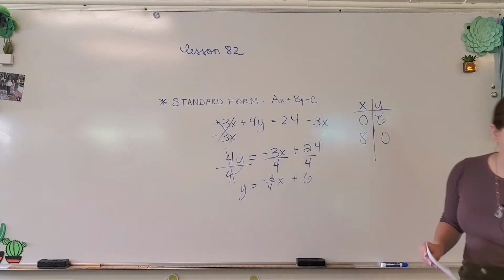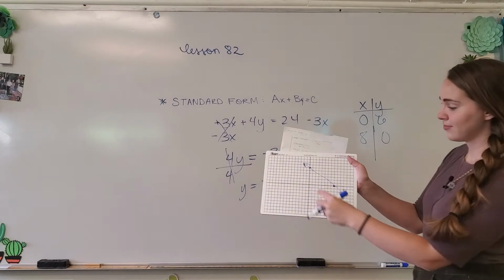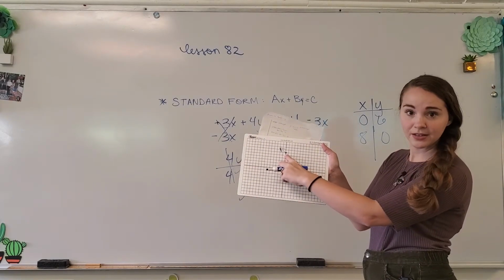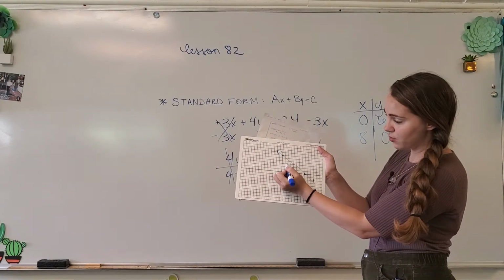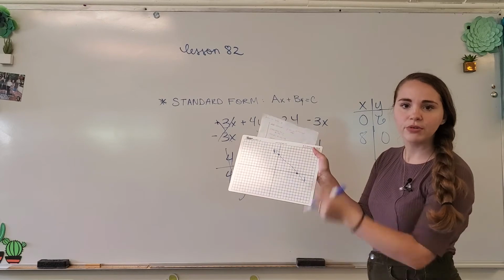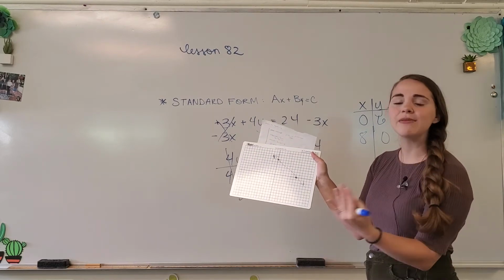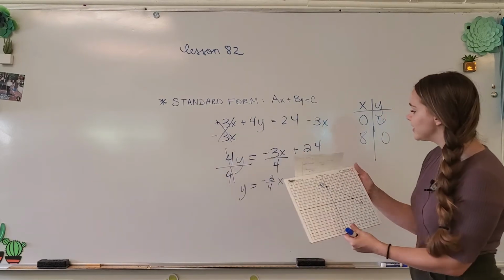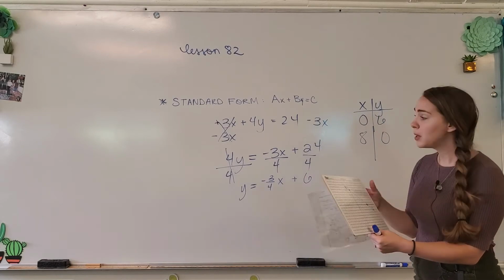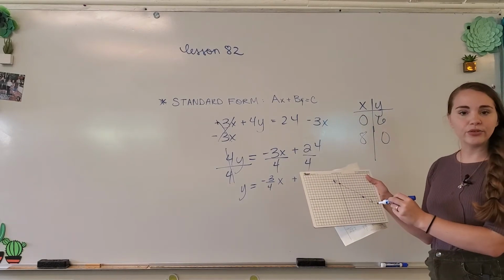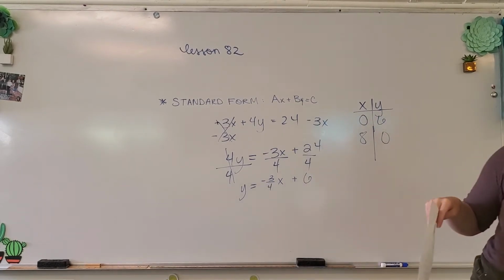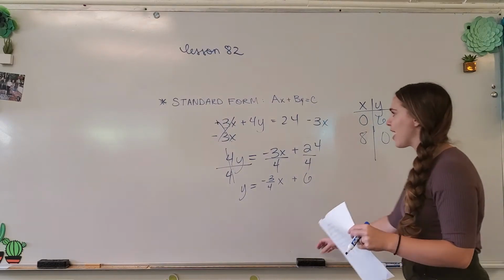So you're left with y equals negative 3/4 x plus 6. And then that plus 6 is the b, right? And then negative 3/4 is the slope. So this is the same exact thing. You can put it in slope-intercept form if you need to, but you can also graph it in standard form and get the same answer. The same line, the same graph.